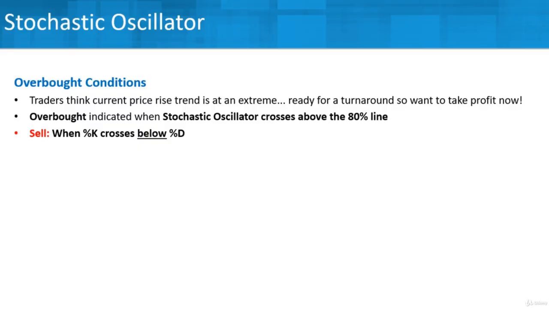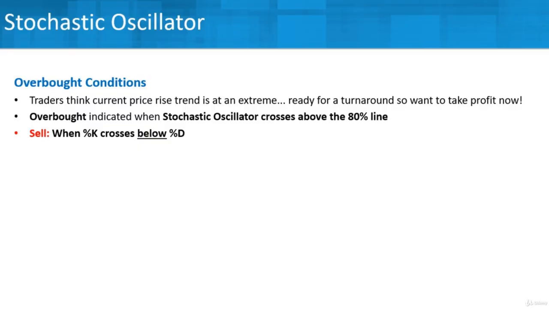So in this case, you're looking for the 80% line, and you're looking for it to be above the 80% line, and you're going to actually make the sell decision that it's overbought when the percentage K crosses below the percentage D. So you've got two things going on here. We're looking for that overbought condition, and then we're looking for a sell signal, and that's going to tell us when we think we're getting really close to the peak, and that's when percentage K is going to cross below the percentage D.